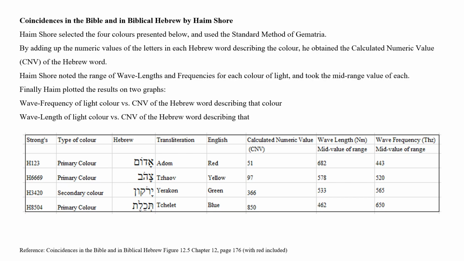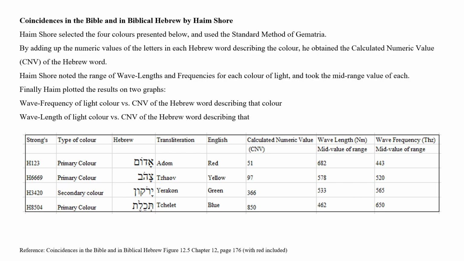Haim Shaw selected the 4 colors presented below and used the standard method of gematria. By adding up the numeric values of the letters in each Hebrew word describing the color, he obtained the calculated numeric value, CNV, of the Hebrew word.